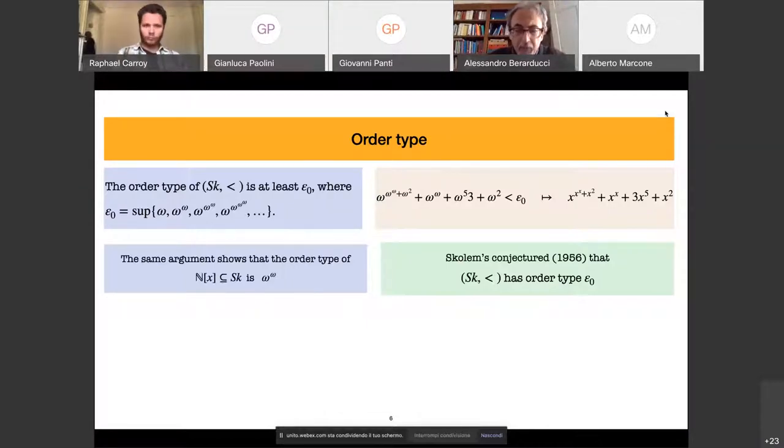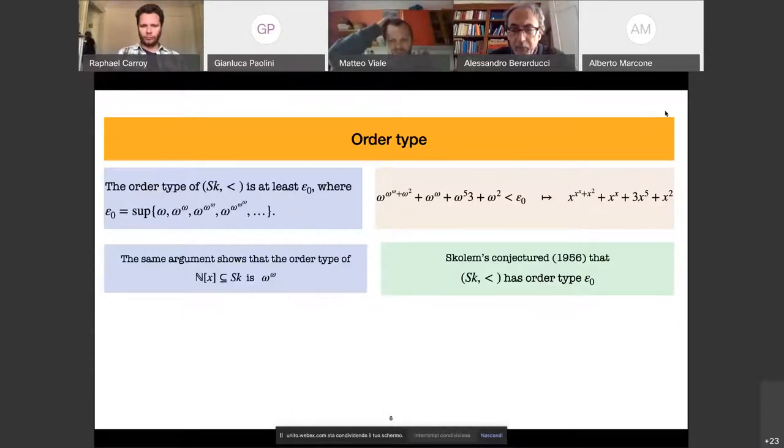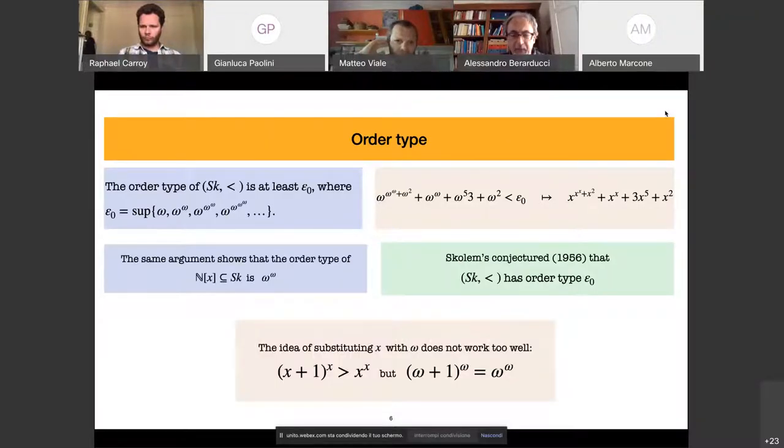Sorry, Alessandro, I didn't get why the map you described here is not surjective. Because you never get x plus one to the x plus one in parentheses, everything to the x. Okay, but this example is clear enough. So the idea of substituting x with omega doesn't work very well, because x plus 1 to the x is bigger than x to the x as a Skolem function, but as an ordinal it is equal if you substitute omega for x. And this is ordinal exponentiation.